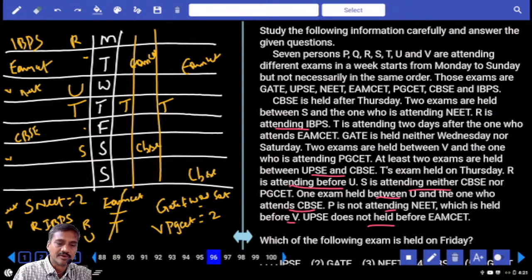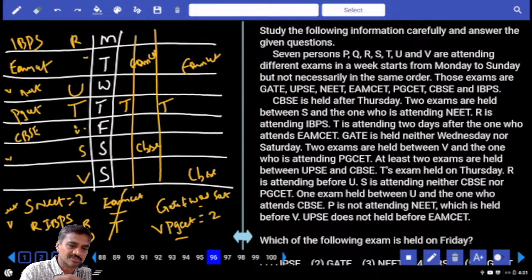Now if S and NEET were like this, then R is attending before U. Between V and PGCET there must be exactly 2, and NEET was held before V. V cannot be here, isn't it? Then V must be here. If PGCET is here, then GATE is neither Wednesday nor Saturday, so GATE must be here.